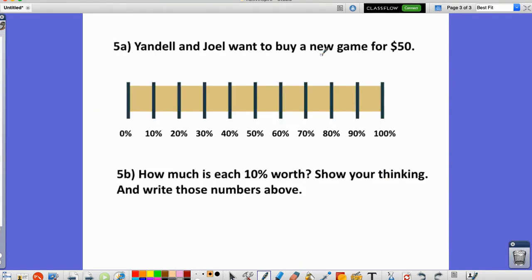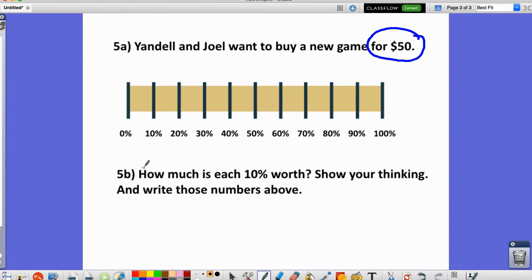Now to a real problem with money in it and percents, okay? So let me go ahead and read the problem first. 5A says Yandel and Joel want to buy a new game for $50, and I'm going to circle that because that's important information, okay? Here's our percent ruler, and it's already been marked for us from 0% to 100%. They already did the work for us there, okay?